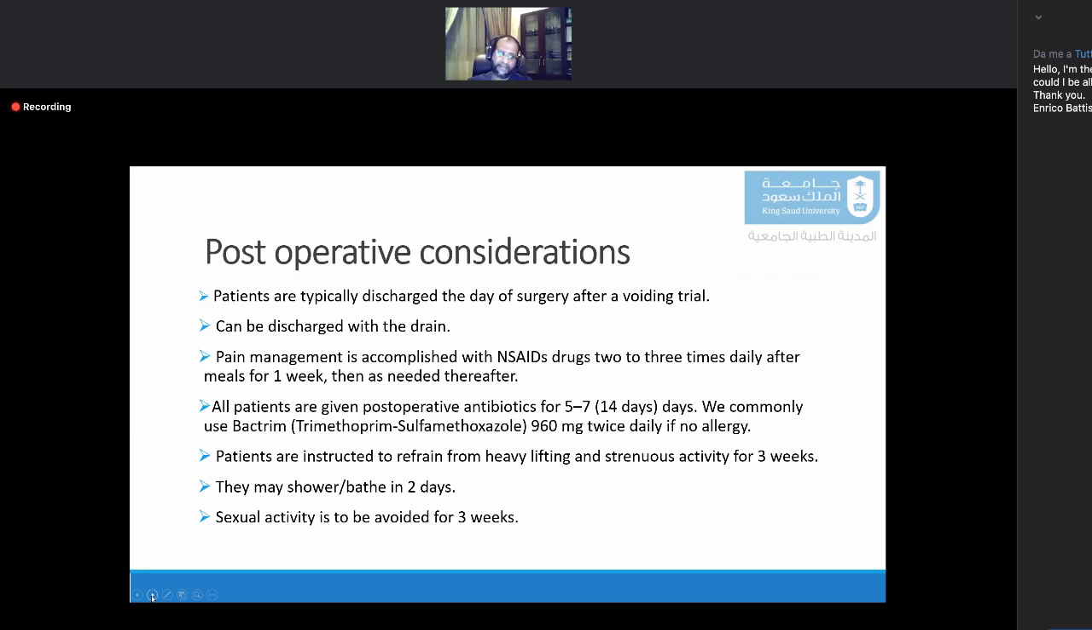We maintain that usually between 1 week and 2 weeks. The patient can resume sexual activity usually after 3 weeks from a malleable prosthesis. And that will be my last slide for this part.